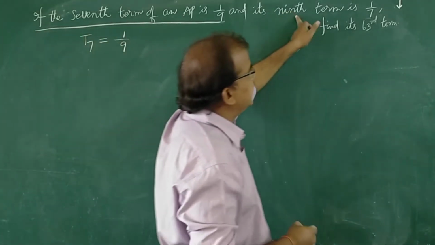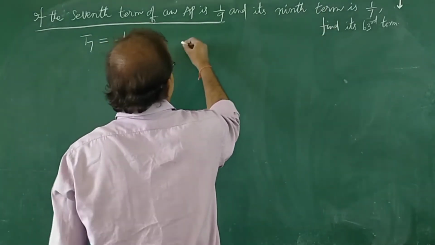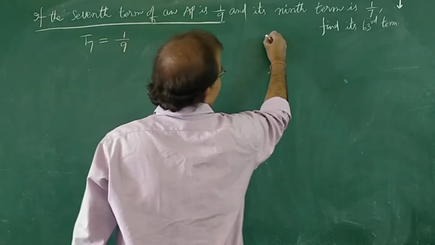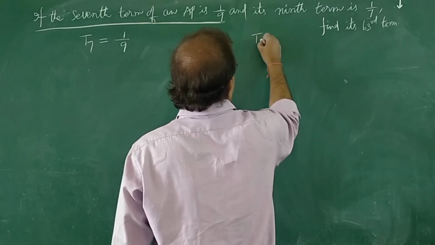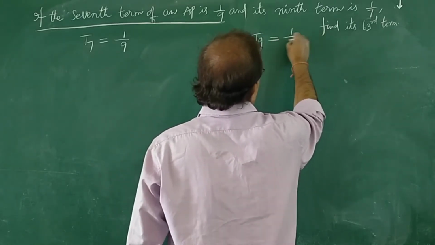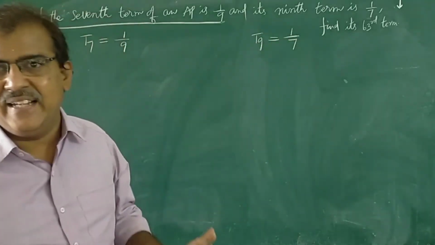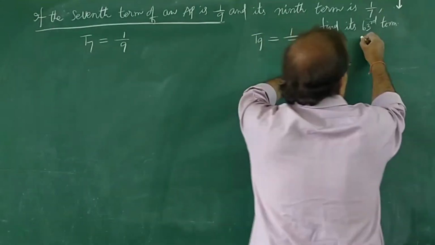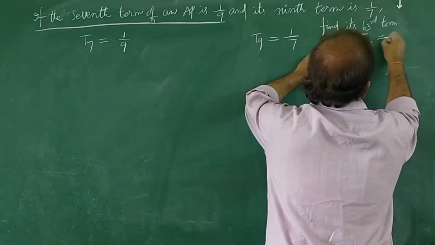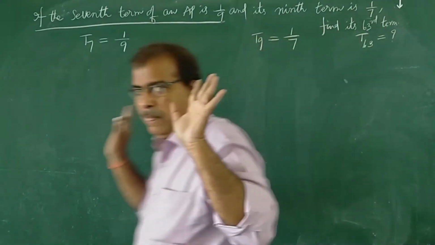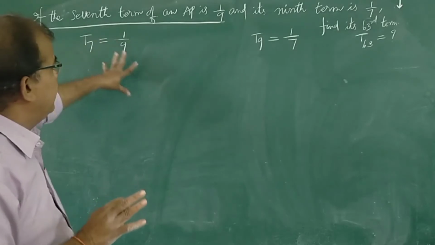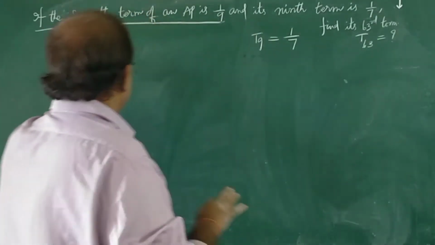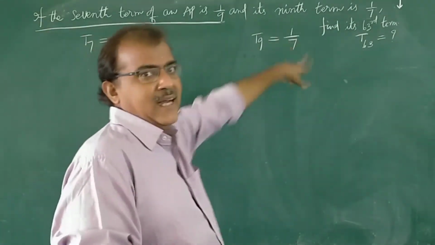And its ninth term, T9, is equal to 1 by 7. These are the two conditions given. Based on that, we can find the 63rd term. What is to be found? T63 is equal to question mark. This is the question. The seventh term of an AP is 1 by 9 and the ninth term is 1 by 7.